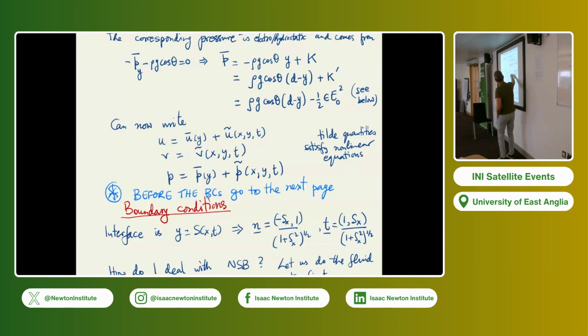So the way I want to proceed is to write the solution as a base flow part, u bar, v bar, plus some other functions. I'm not assuming these functions are small or anything at the moment. It's just a redefinition of the dependent variables.